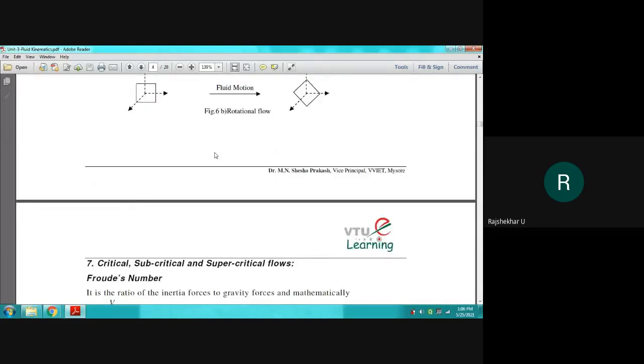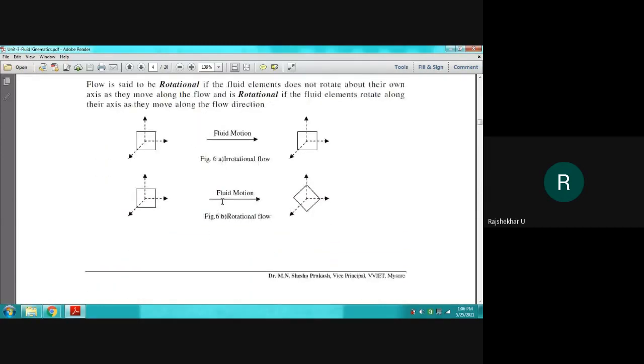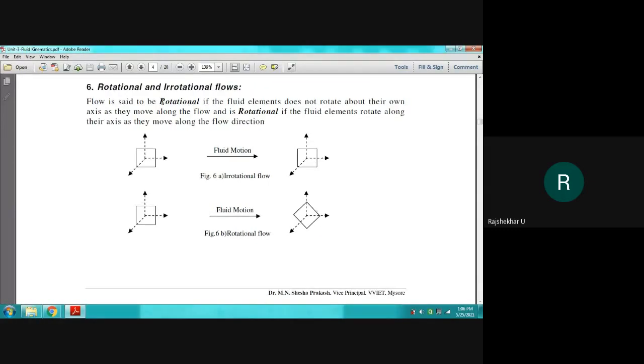Yes, I think we discussed up to this point rotational and irrotational. So the first example is the irrotational case. The second example is the rotational case. And this is the mistake. This has to be irrotational. Please remember this.